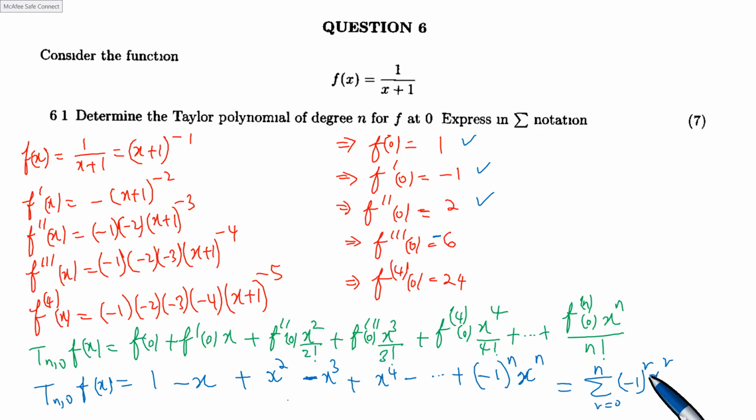Okay, determine the Taylor polynomial of degree n for f at 0, expressed in sigma notation. So the degree is indeed n because it stops at n. We have expressed it in sigma notation, and there it is. Okay, so we've answered this question here. Next question.